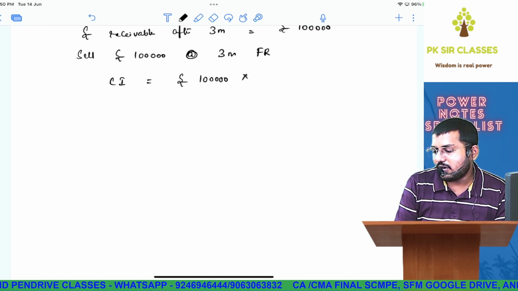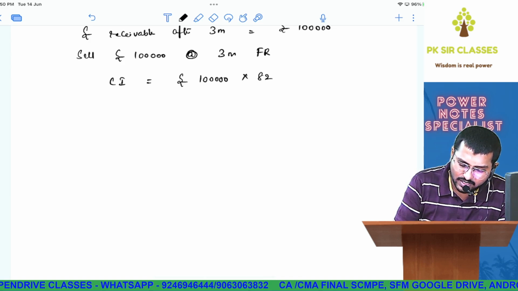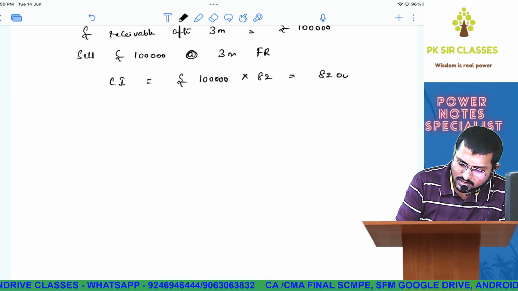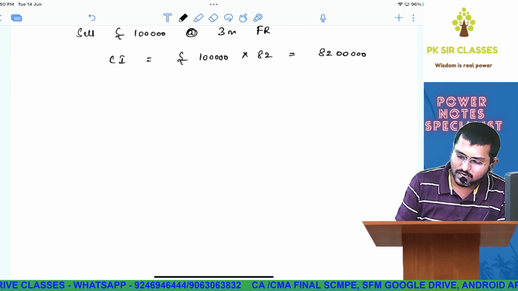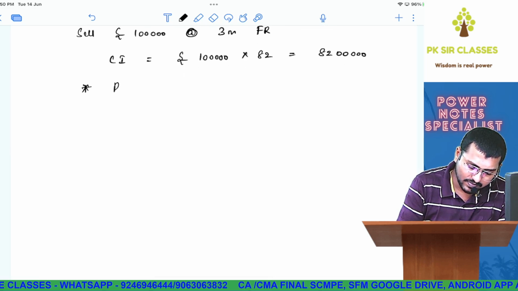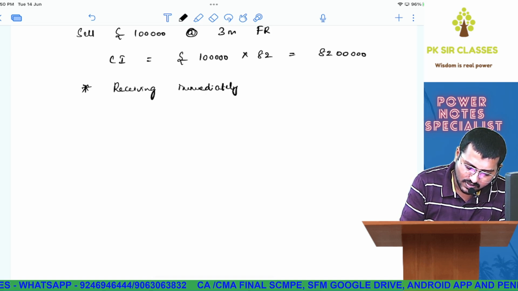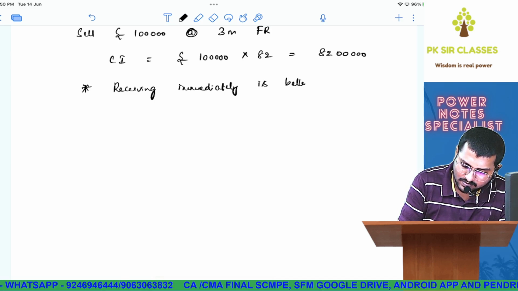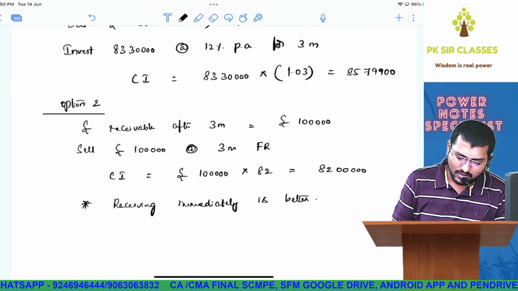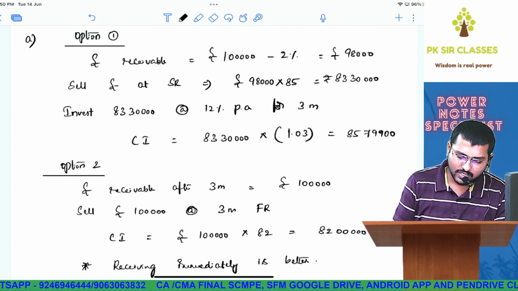You will be selling pounds, bank will be buying pounds. So what is the buying rate of bank? 82, which means it will be 82 lakhs inflow. Correct? Which is better? Receiving immediately. Better. Okay, receiving immediately is better. That's it.